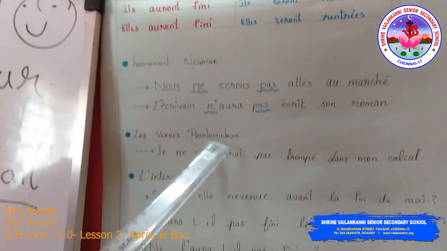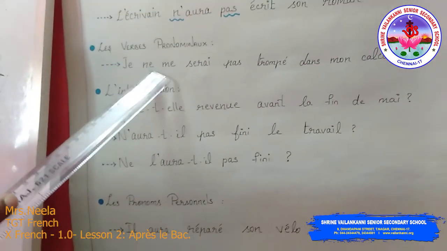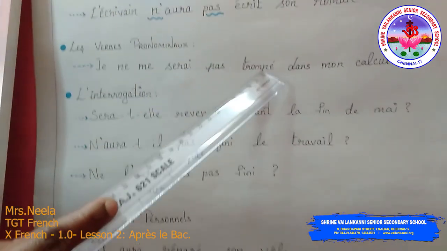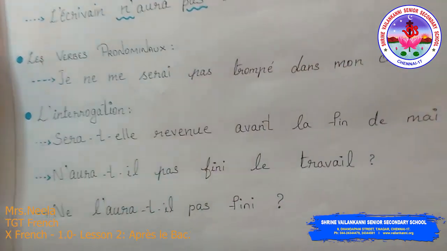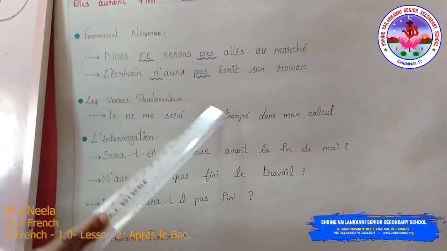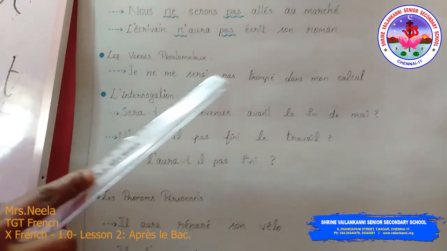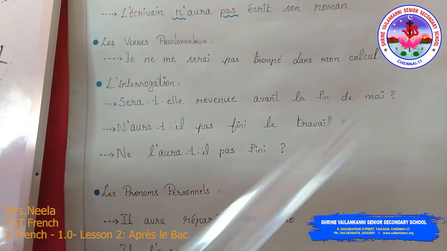Now the pronominal verb, we already saw the reflexive verb in affirmative. Now here it is in negative. Je ne me serai pas trompé dans mon calcul. So ne before the pronoun réfléchi and then the pas after the auxiliary verb. So je ne me serai pas trompé dans mon calcul.